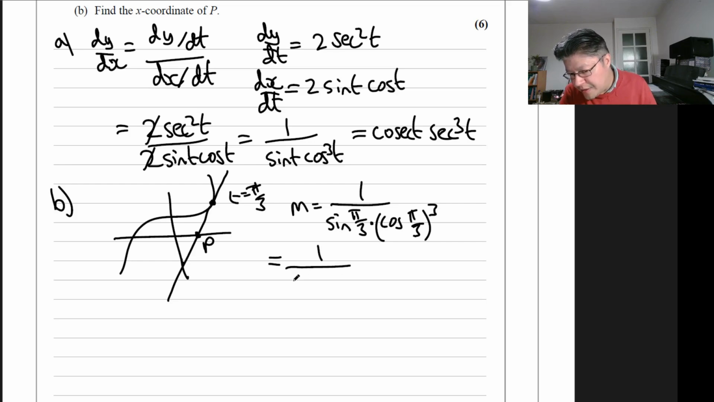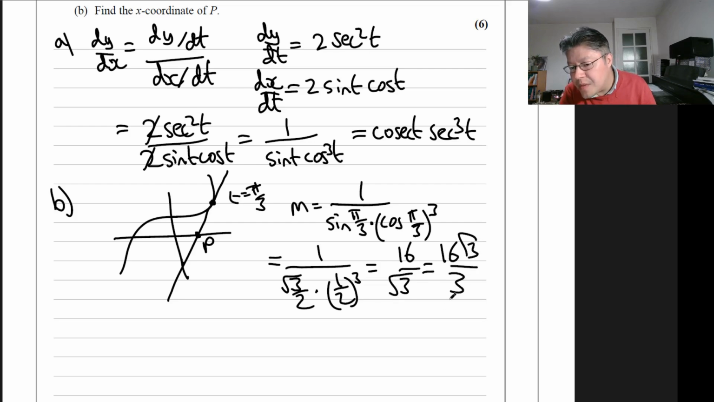So that's 1 over, sine pi over 3 is root 3 over 2 times cos pi over 3 is a half, so that's half cubed. So we can just work this out on a calculator. I think that's 1/8. So that's root 3 over 16, and we just flip it upside down. 16 over root 3, and we can just rationalize this. So that should become 16 root 3 over 3. So that's the gradient, that's our m.